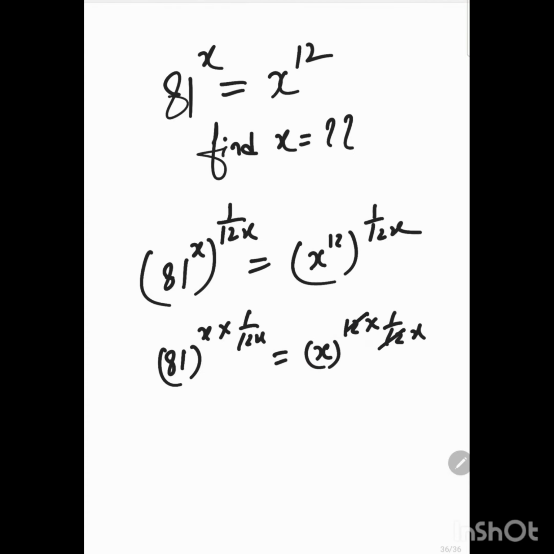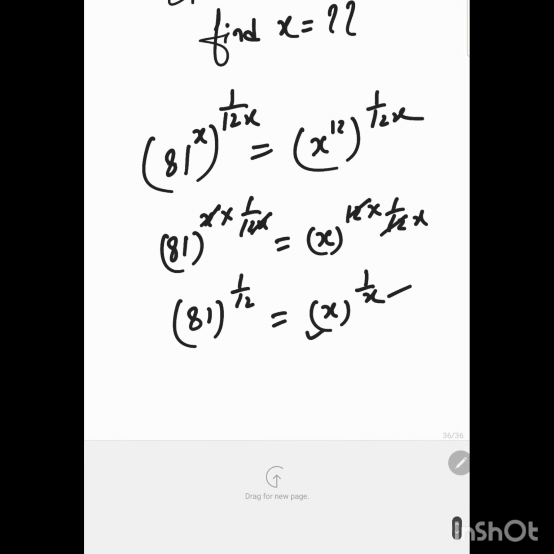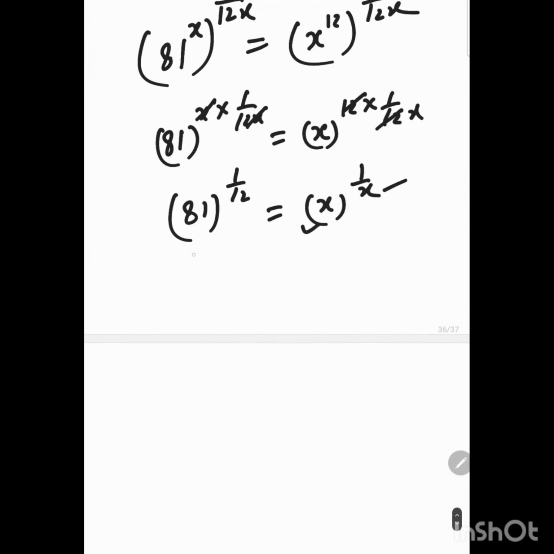You can see 12 is cancelled by 12 and x is cancelled by x, so on the left hand side we have 81 raised to power 1/12, and here you can see x raised to power 1/x. We need it like this, x and the power is also x. Okay, now we can write 81 as 3 raised to power 4, so 3^4 to the power 1/12, and here x raised to power 1/x.